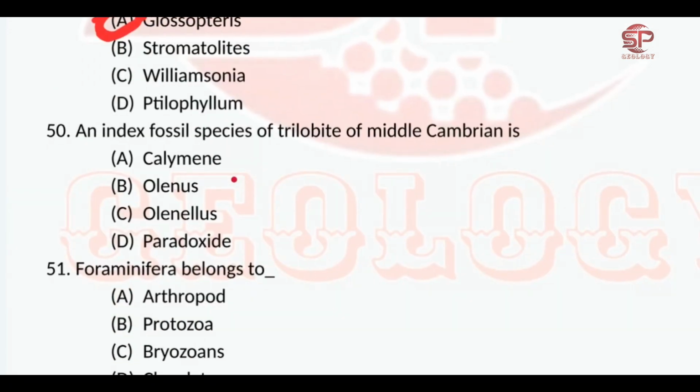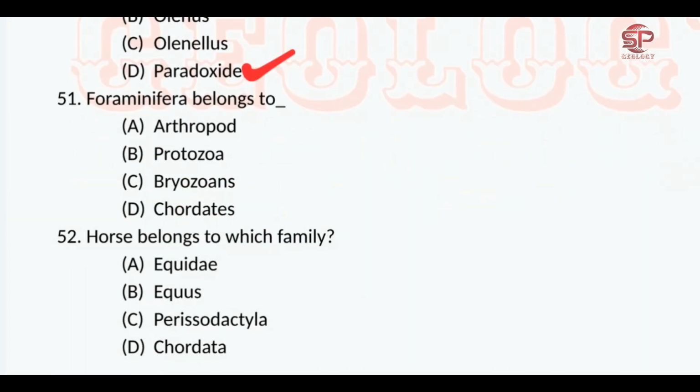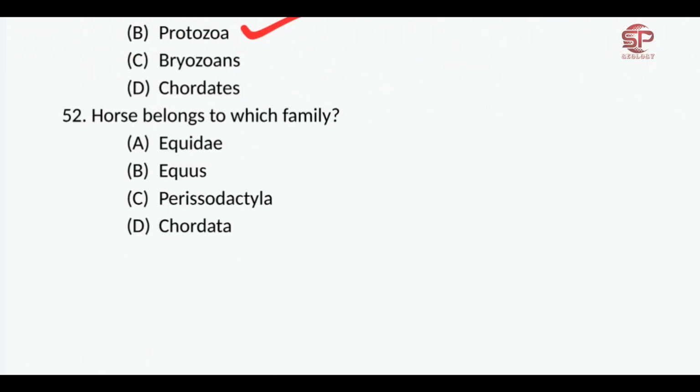An index fossil species of Trilobita of middle Cambrian. As you know, an index fossil has a very short lifetime and wide geographical distribution. So in mid Cambrian, the trilobite fossil Paradoxides is the index fossil. Then Foraminifera belongs to the protozoa. Then horse belongs to which family? It belongs to the Equidae family.